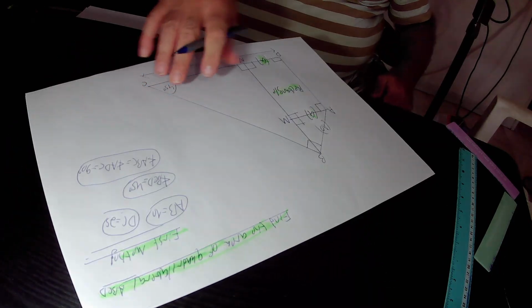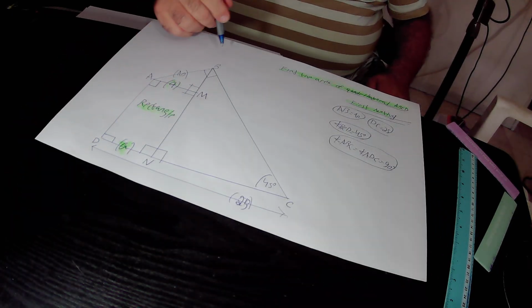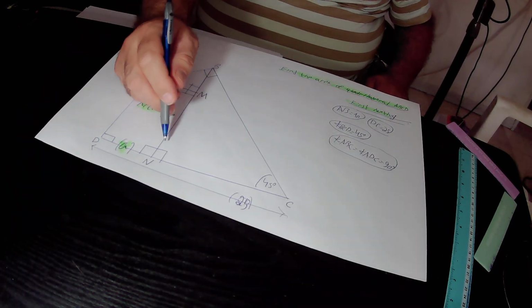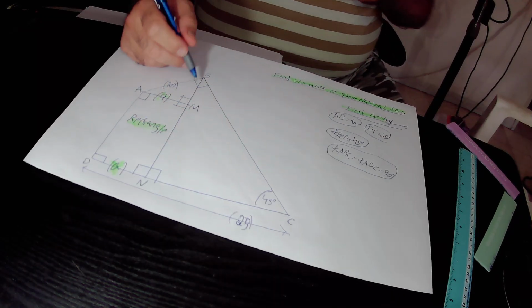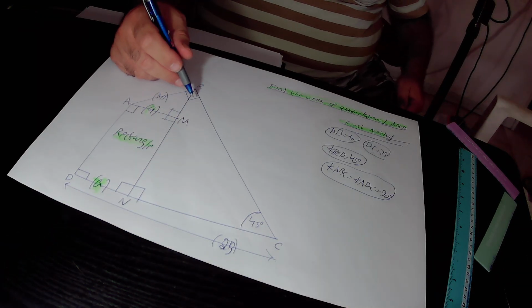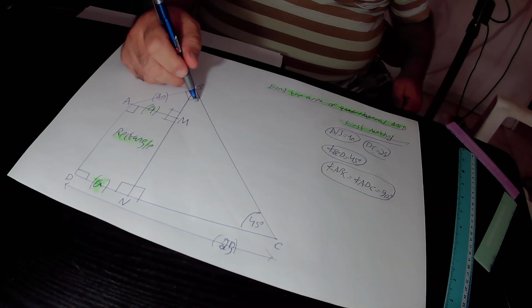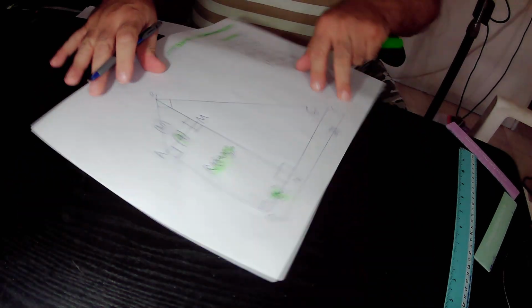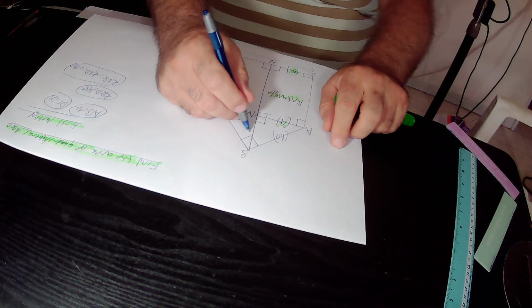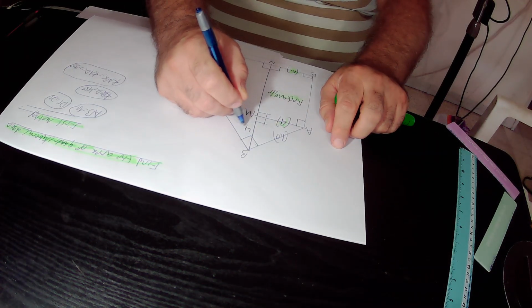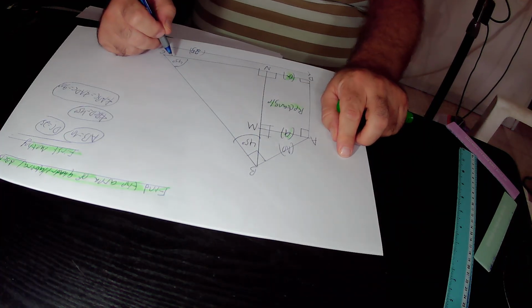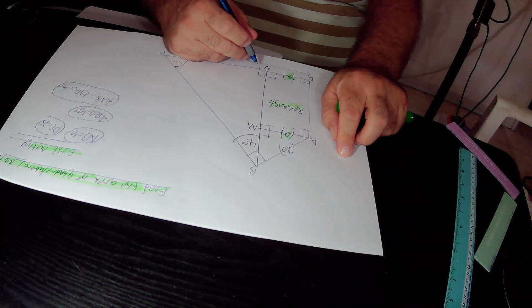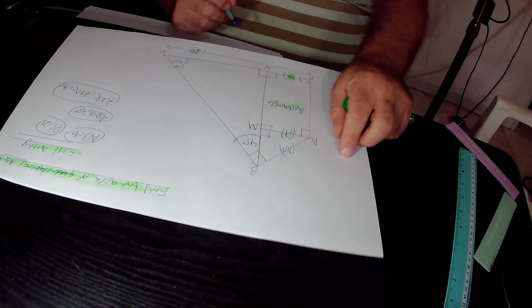In the next step, we'll focus on this right triangle BNC. In the right triangle BNC, this angle equals 90 degrees, this angle equals 45 degrees, and therefore this third missing angle must be equal to 45 degrees, according to the rule that the sum of the angles in any triangle is equal to 180 degrees. 45 degrees plus 45 degrees is 90 degrees, 90 degrees plus 90 degrees is equal to 180 degrees.